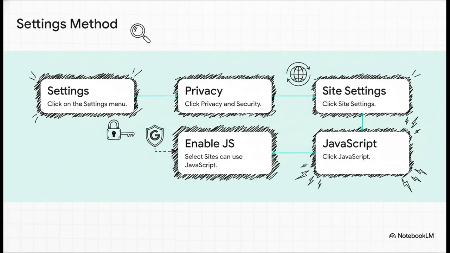This method starts right in your standard settings menu. From there, you're going to navigate down to privacy and security, then hit site settings, and finally JavaScript. Once you're there, you'll want to select Sites Can Use JavaScript. Now, what you should really take away from this specific path is that you actually have a good bit of granular control. You might choose to enable JavaScript only for Google.com rather than applying it universally across the whole web. It's a great little detail to remember if you prefer keeping a tight lock on your general privacy settings while still being able to search.